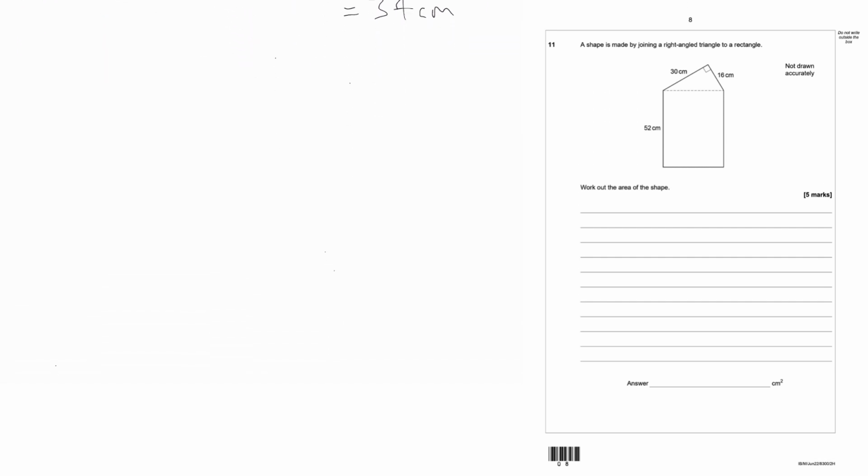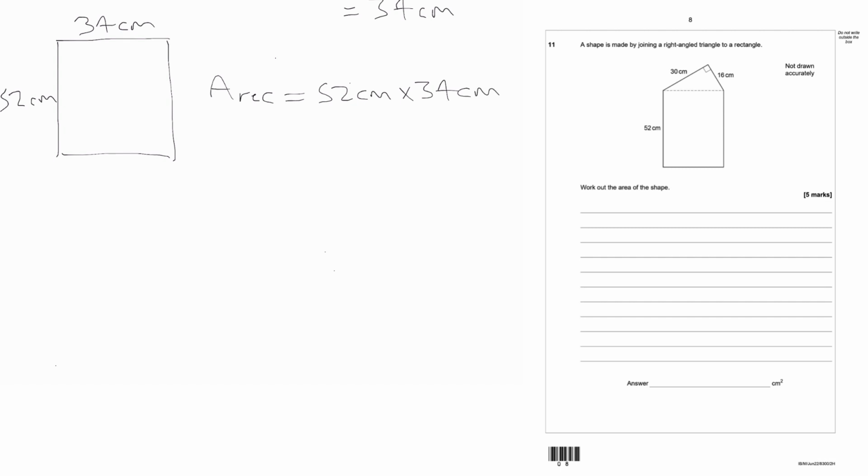So the first one, which is quite simple, is the area of a rectangle. So we've got our 52 centimetres and we've got our 34 centimetres. So the area of this rectangle is going to equal 52 centimetres times 34 centimetres. And I'm just going to check my calculator because I can't think what it is off the top of my head. So this is going to give us 1,768 centimetres squared. Remember that squared. And now we want the area of our triangle.